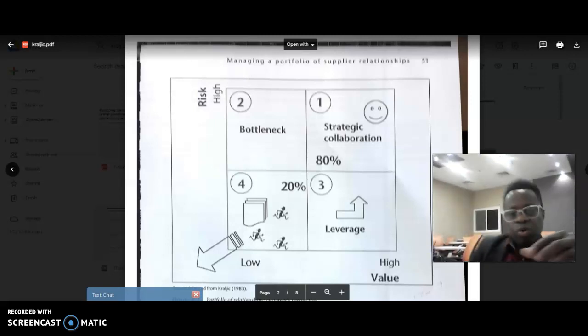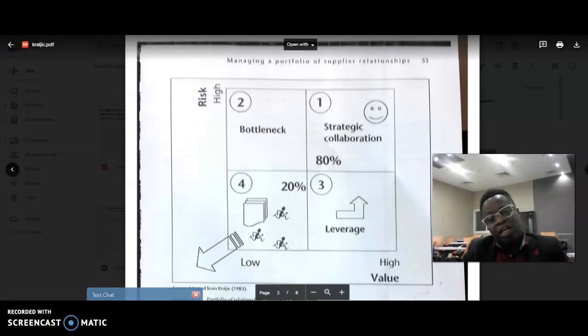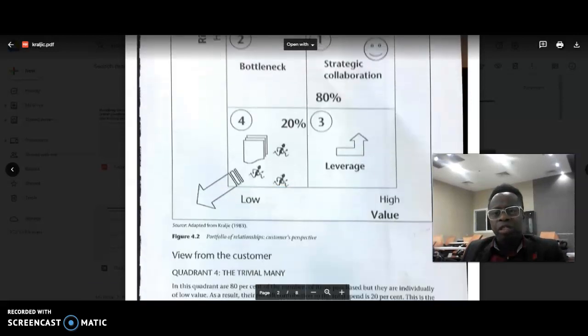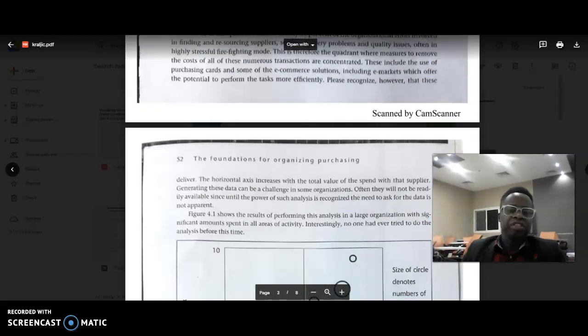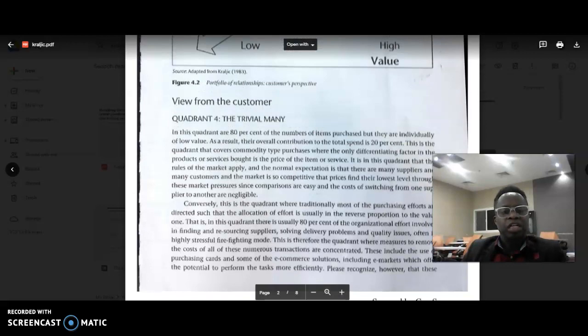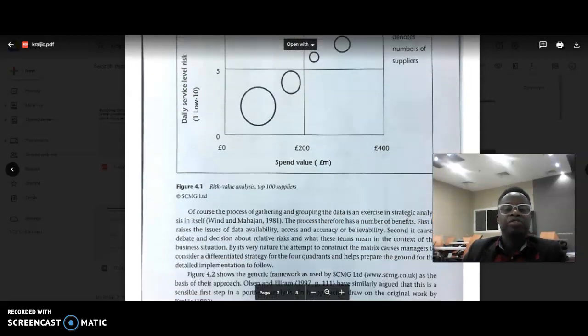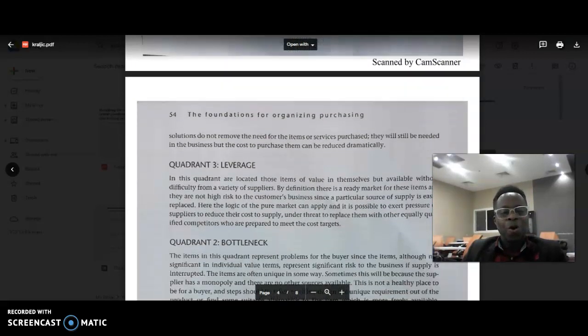Now there's another quadrant called leverage. Let's look at leverage. So leverage, we see here value high and risk is low. So what is that about? Value high and risk is low. So we could look at them. Let me read a bit for you. Let's look at leverage. And maybe I should look at bottleneck. I'll just read bottleneck for you just to convince you.